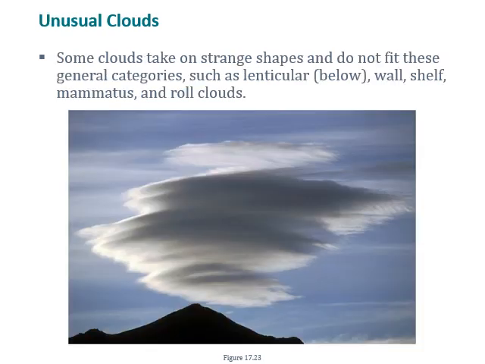There are irregular or unusual clouds that take on strange shapes due to local conditions that don't fit the general categories. These would be like lenticular, wall or shelf clouds, mammatus, and roll clouds. Below is a picture of a lenticular cloud.